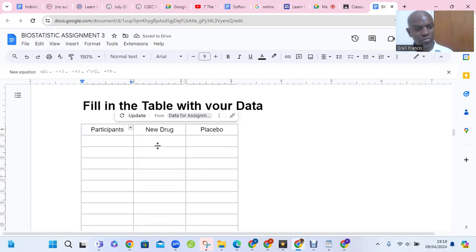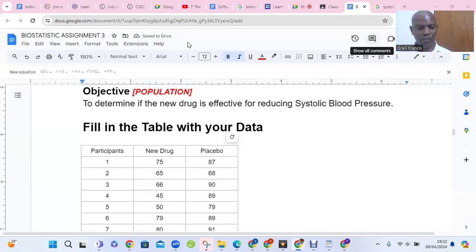So I'm going to be a little biased towards my research hypothesis, and I'm going to put the blood pressure for the new drug less than that of the placebo. But in real research, you would have to use the real data collected. But since this is an academic exercise, I can cook the data and make it biased towards the new drug group. So now I've filled in the table.